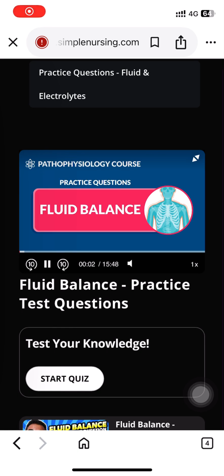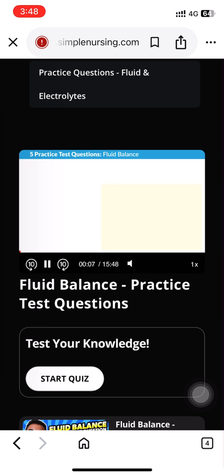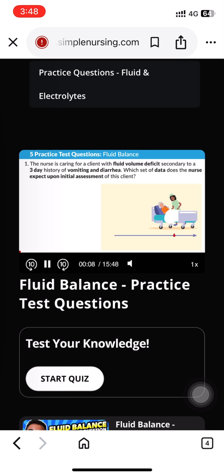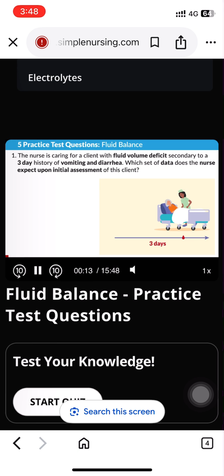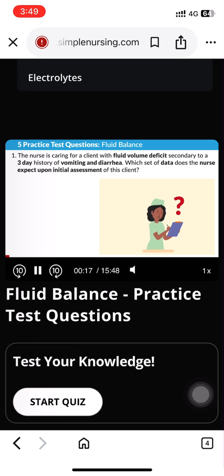Moving on to the 5 practice test questions for fluid balance. So question 1. The nurse is caring for a client with fluid volume deficit, secondary to a 3-day history of vomiting and diarrhea. Which set of data does the nurse expect upon initial assessment of this client?